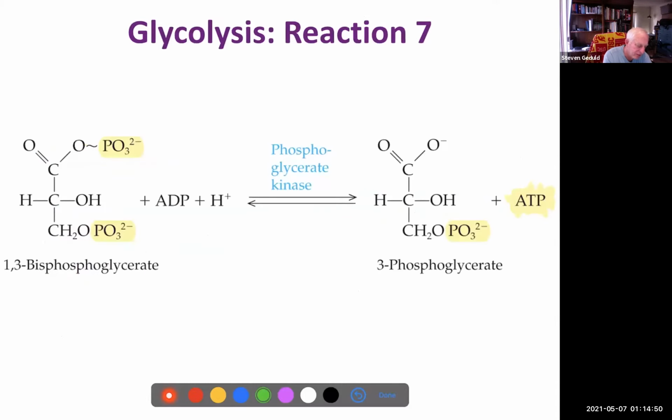Okay, so we take 1,3-bisphosphoglycerate, okay, and we're adding ADP, and we're going to convert ADP into ATP, and we're going to change the 1,3-bisphosphoglycerate into 3-phosphoglycerate. Okay, the phosphate group is on the number 3 carbon. So in step 7, we're producing ATP.